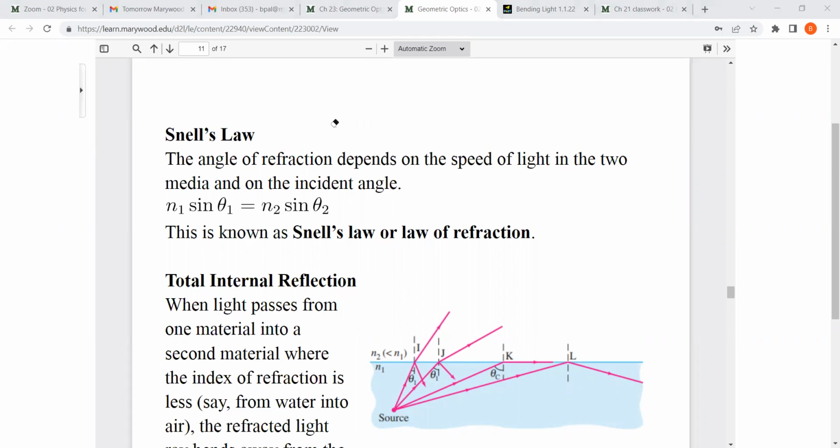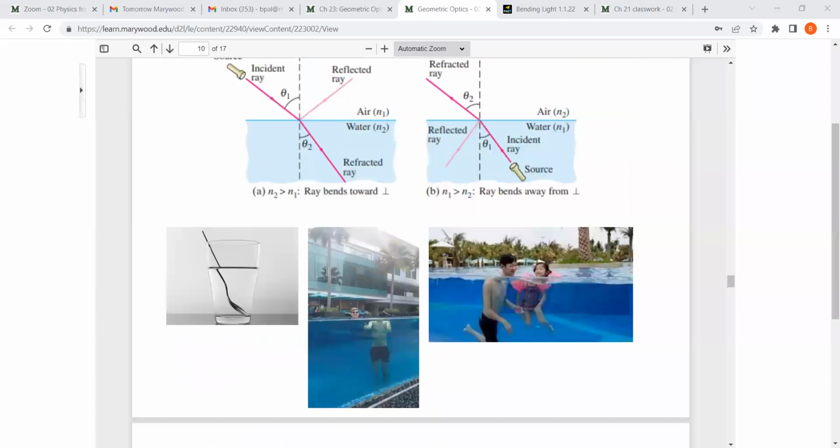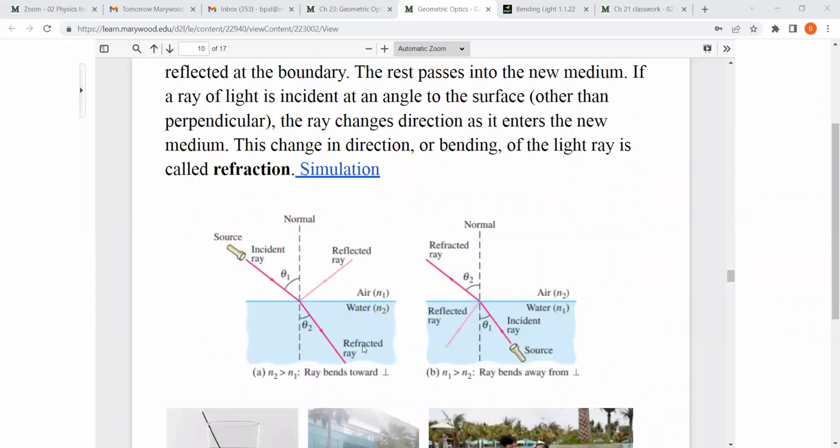Now here we have to understand two things. Let's come back to here, and you see that light can be incident from air to water, for example here, or light can go from water to air. As you know, the index of refraction for air is 1 or close to 1, and water is 1.33. So here light is going from low index of refraction to high index of refraction, and here light is going from high index of refraction to low index of refraction.